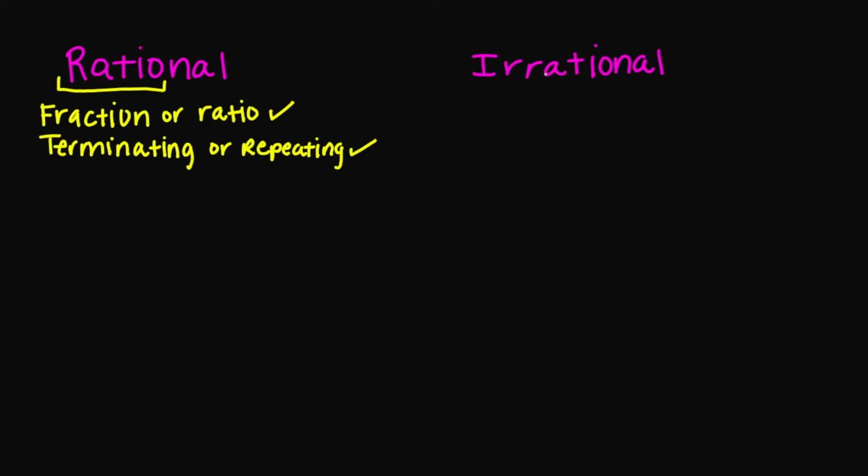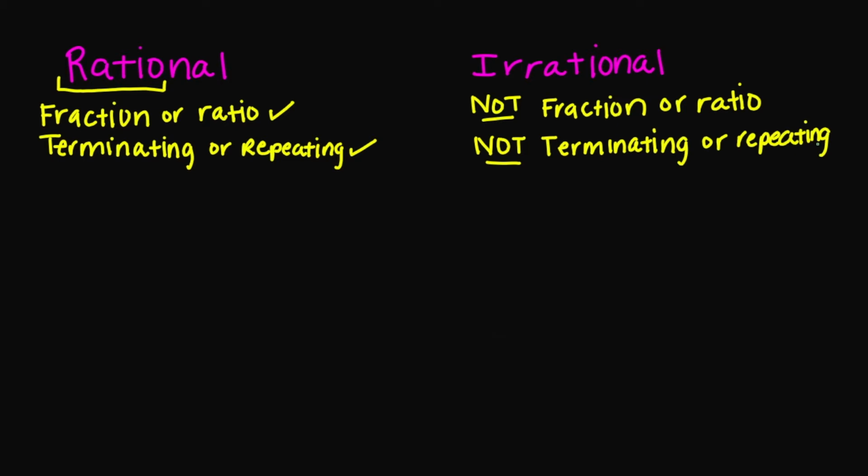Now, when it comes to irrational, irrational numbers are the total opposite of rational numbers. Irrational numbers are numbers that you cannot write as a fraction or a ratio. And when it comes to decimals for irrational numbers, if that decimal number is not terminating or not repeating, then that decimal number is irrational.